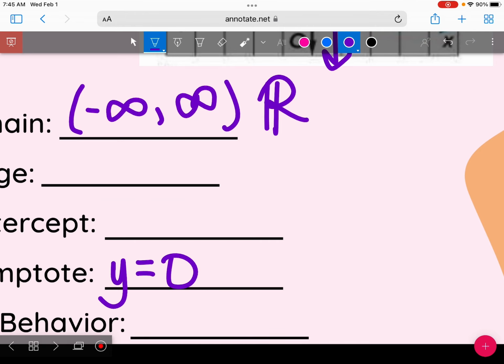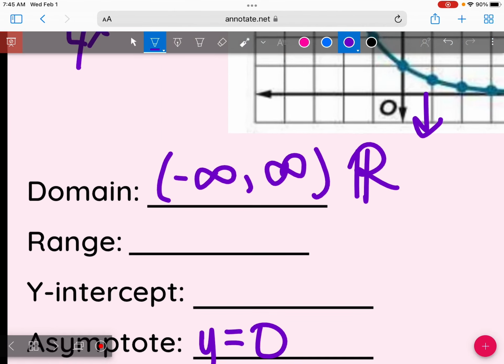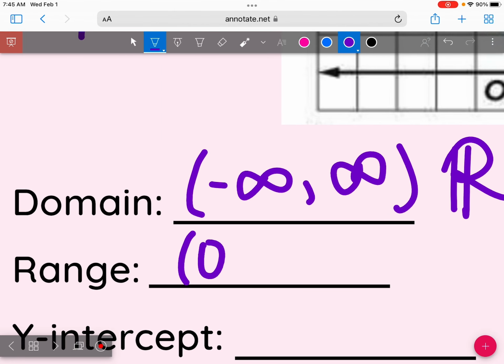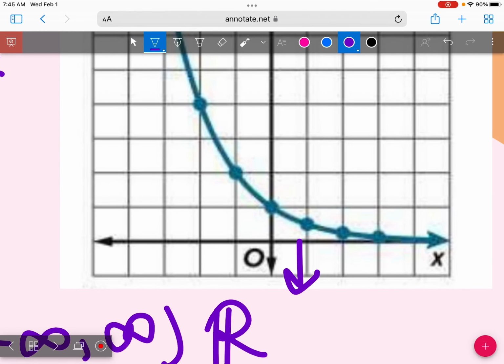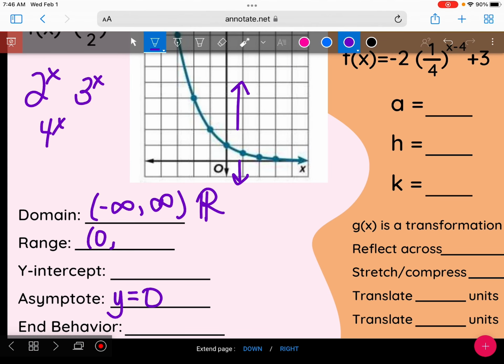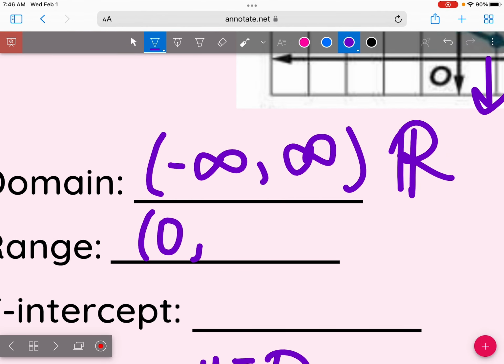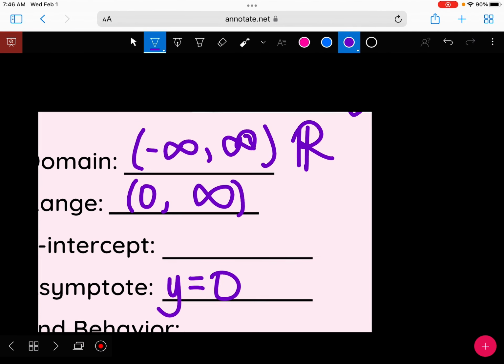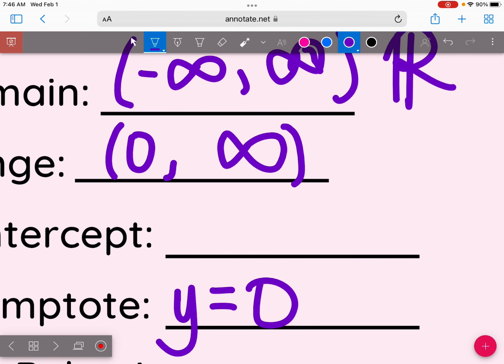What value do you look at to find your asymptote again? K. We always look at our K value. So we know our asymptote is 0, therefore, in our range, we start at 0. And as y gets larger this way, what are we approaching? Infinity. So just like yesterday with our range we had with exponential growth functions, same thing with exponential decay. Okay? What's our y-intercept? 0, 1. Yep.